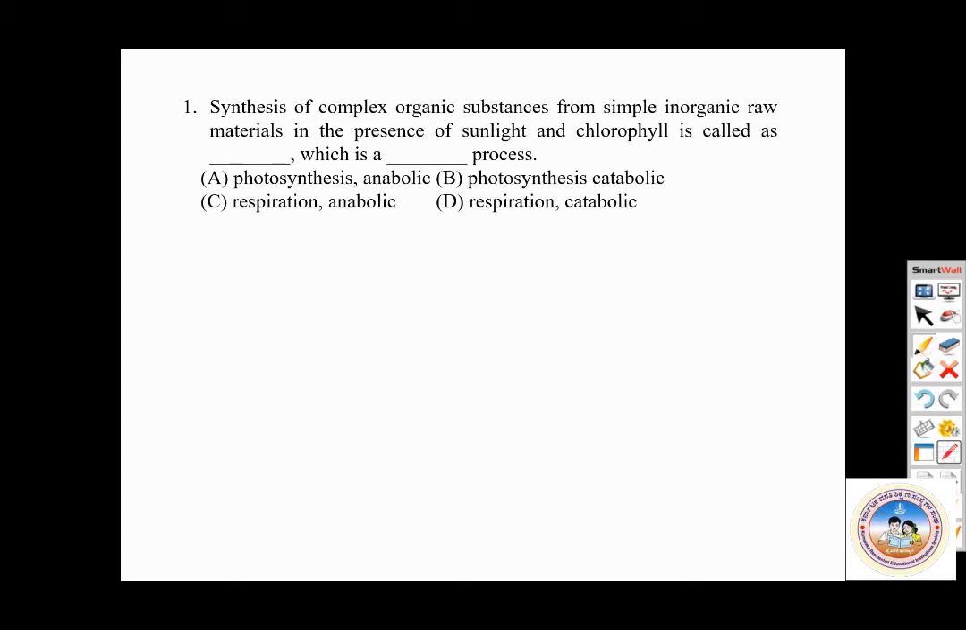Yes, children. Synthesis of complex organic substances from simple inorganic raw material in the presence of sunlight and chlorophyll is called as dash, and which process? Anabolic or catabolic? Keep it in your mind and answer. Is it anabolic or catabolic? Obviously, it is making up. So it will be photosynthesis, and it is anabolic.